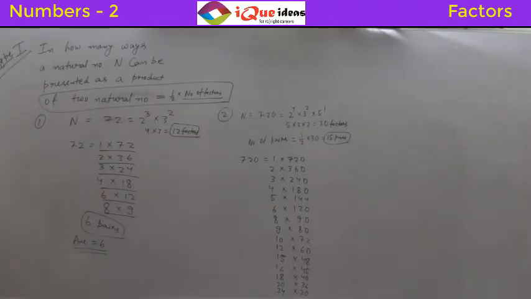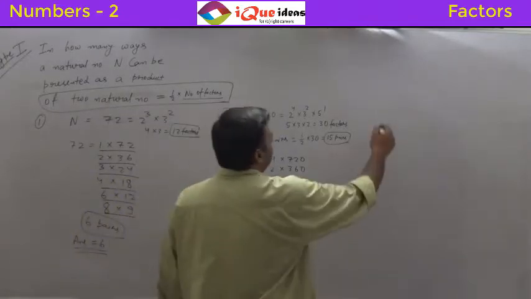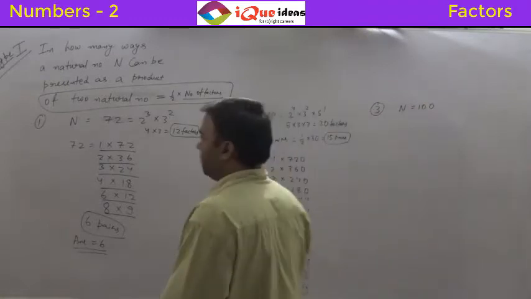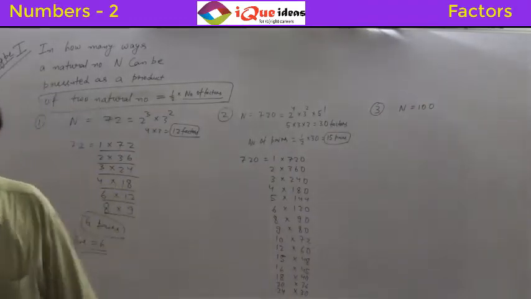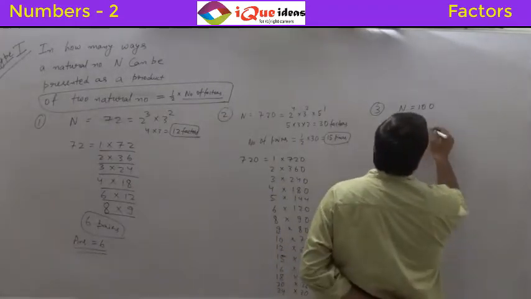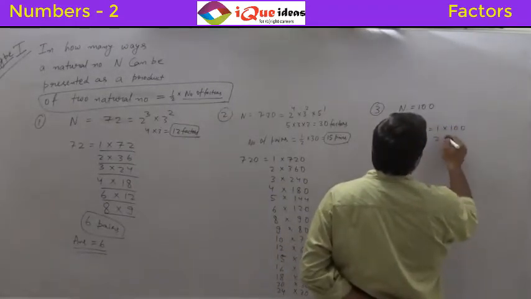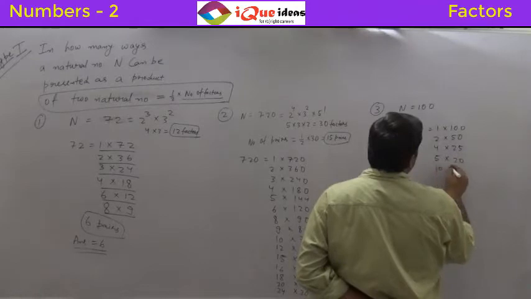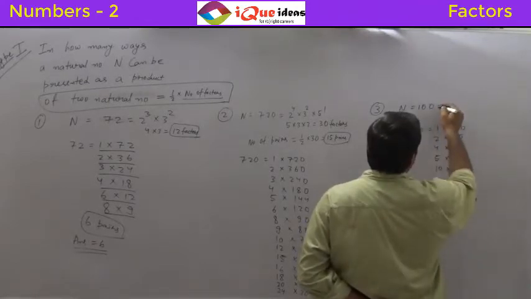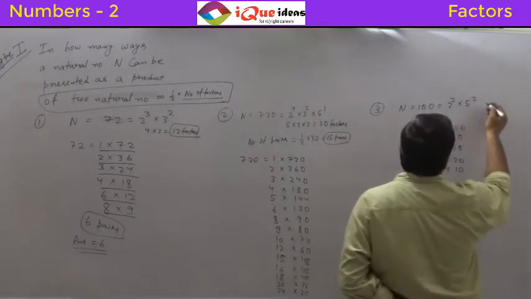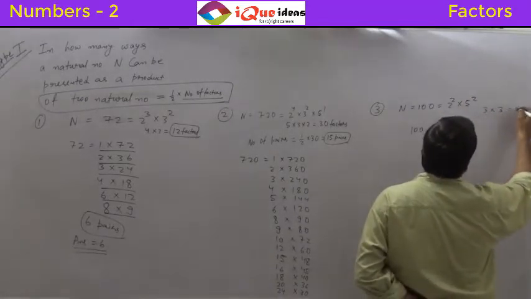But if I take, let's say, the third one, n equal to 100, what is so specific about 100? For 100 also, we'll take all possibilities. So 100 can be written as 1 into 100, 2 into 50, 3 will not happen, 4 into 25, 5 into 20, and in the end, 10 into 10. Now this 100 is 2 square into 5 square, so it is a perfect square. The number of factors we would calculate like this: 3 into 3, there are 9 factors.